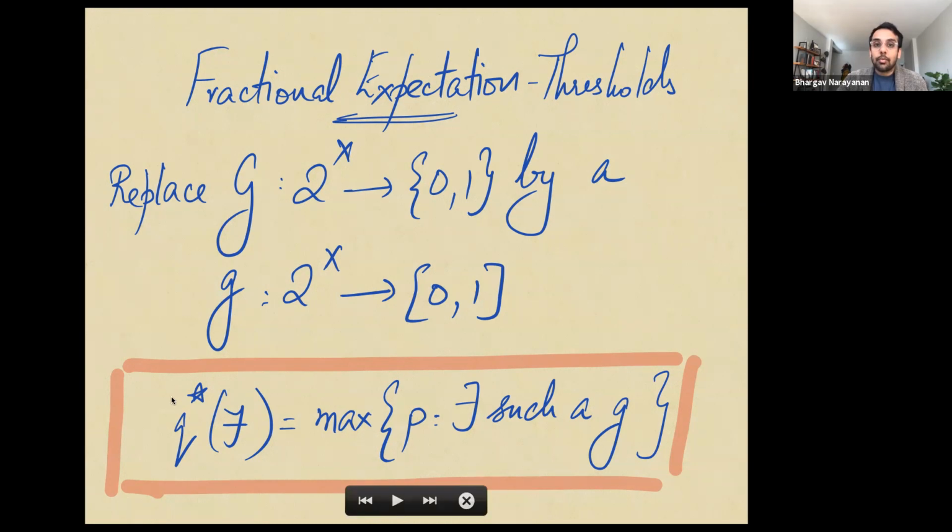And again, we define the fractional expectation threshold, Q star of F, to be the largest value of P for which there might be such a fractional witness, little g.